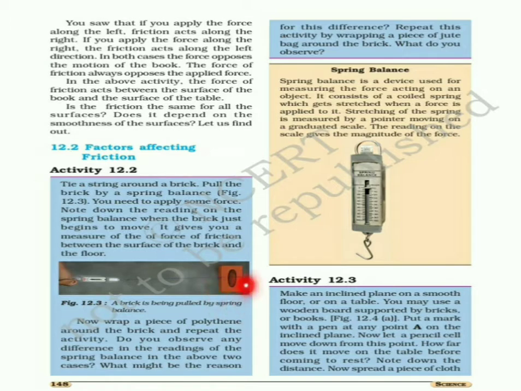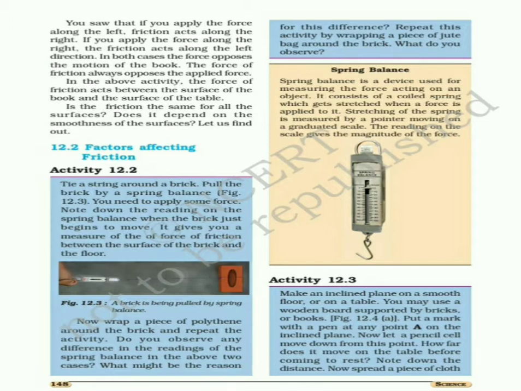So for that we are doing an activity. They have taken a brick, and they have tied a string or thread around that brick. With the help of a spring balance, this hook is inserted into the string which we have tied around the brick, and we are pulling this brick with the spring balance. This experiment is conducted on a ground or on a table.